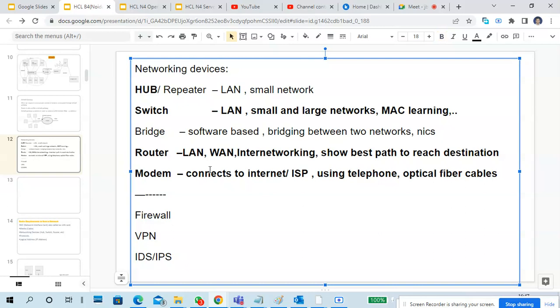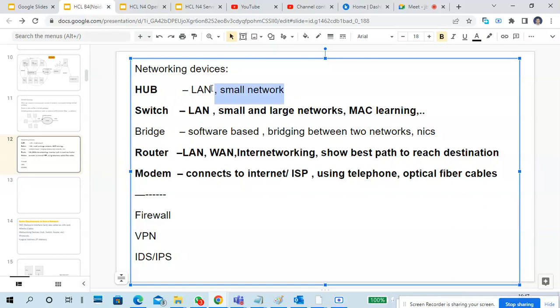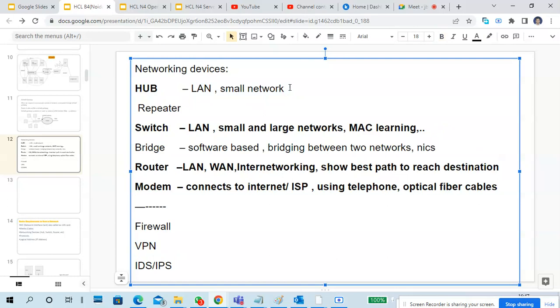Hub is used for a small network, and it is used for a LAN network. Now, what is the repeater? The repeater is used to repeat the signal to communicate over long distance.